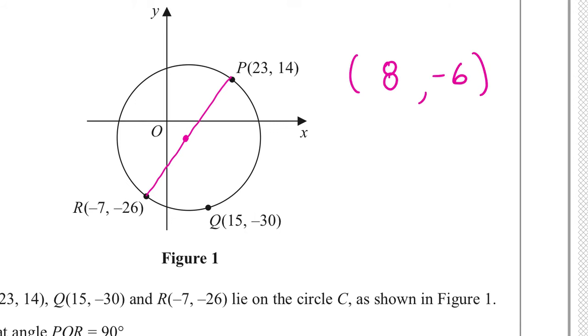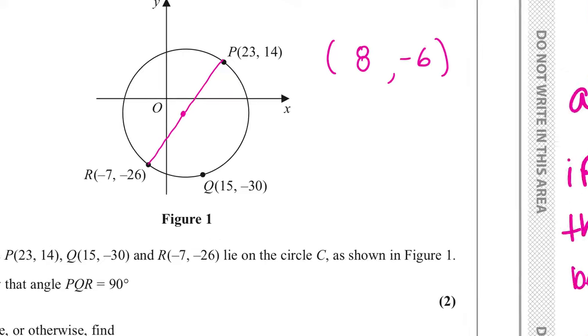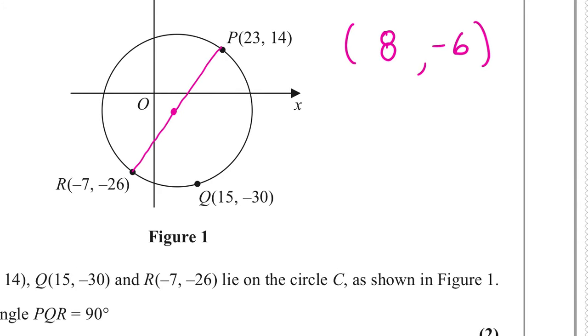Minus 6, okay? If you don't know how to do that, you can always add them. 23 minus 7, and then divide it by 2. Okay? 14 minus 26 divided by 2. Okay, so that's how you can work it out. Right, and then it wants us to work out the length of the radius. Okay, what do we know about the radius? If we now know that this is 8 minus 6, we can just use Pythagoras on these two. So, what's the length between 8 and 6? Between 8 and 23? It's 15.